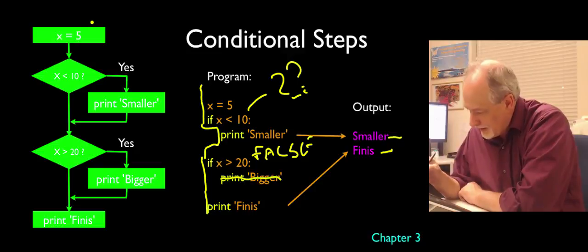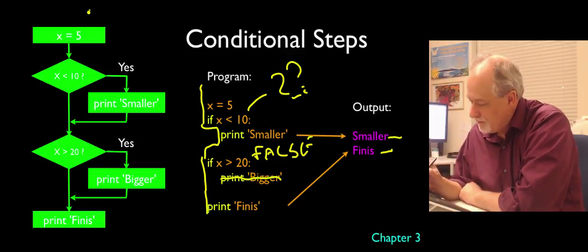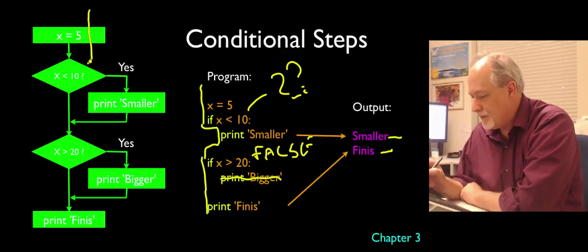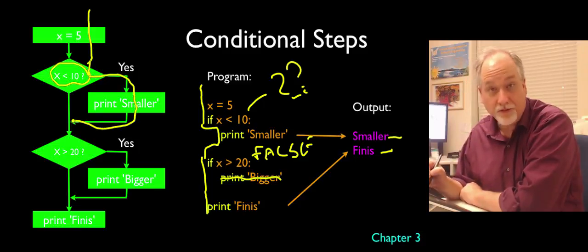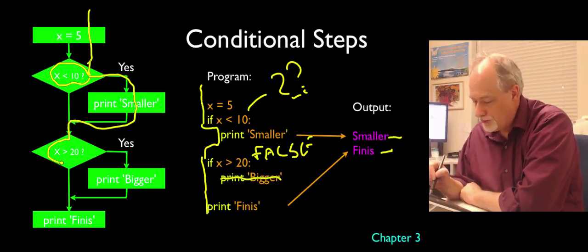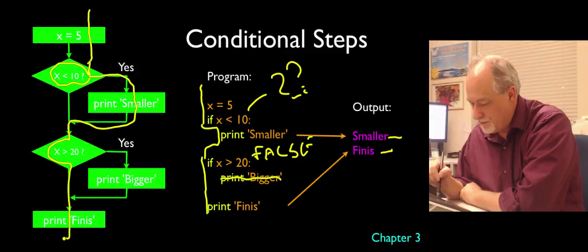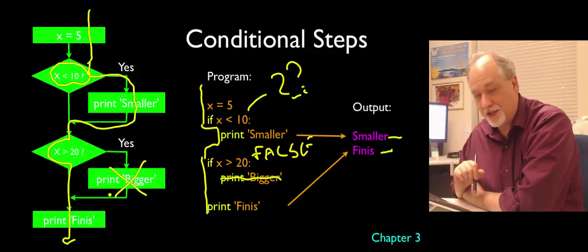Now, here we can take a look at it sort of in the picture diagram. We run x equals 5. We ask a question. This doesn't hurt x to ask the question. Is x less than 10? The answer is yes, so we kind of drive down this little path. We print smaller, and then we rejoin the freeway. Is x less than 20? No, so we skip, and we continue. So this never gets executed.